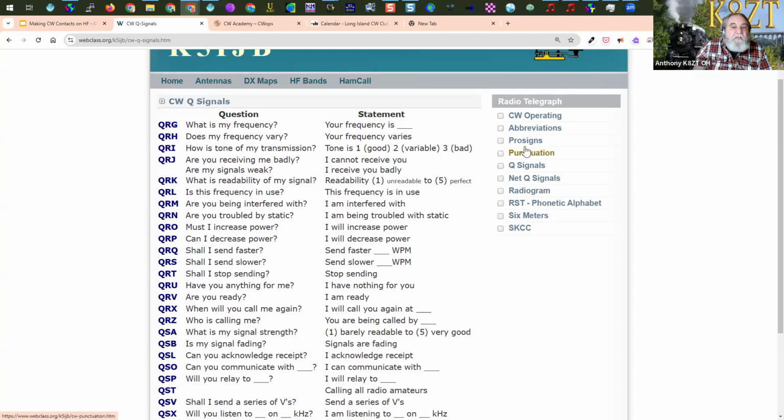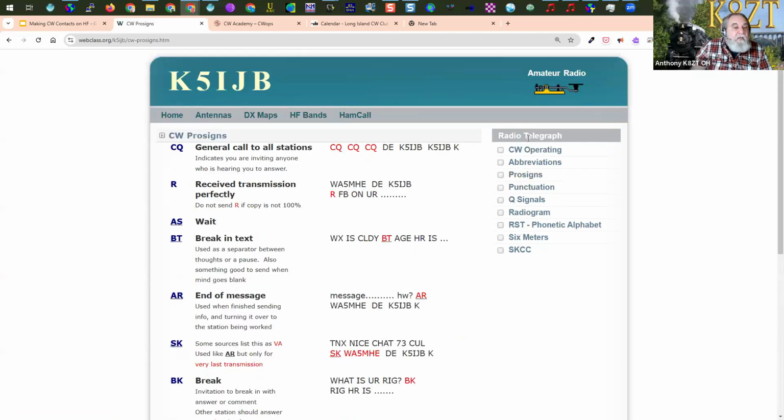The second thing is something called prosigns. Prosigns are one or more letters combined together to send a more important, more detailed piece of information. So we all know CQ. CQ is a general way of calling other stations, so it's an example of a prosign. R stands for Roger. It means affirmative. It means you received the information perfectly. Do not send it if you didn't copy it.